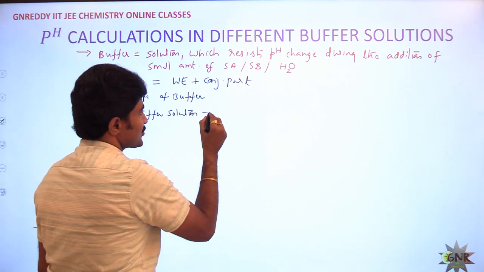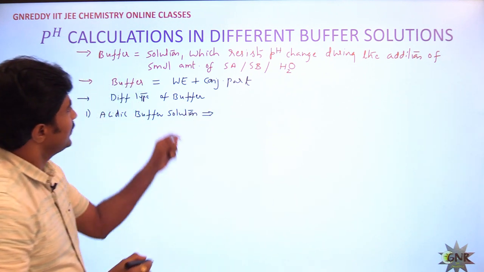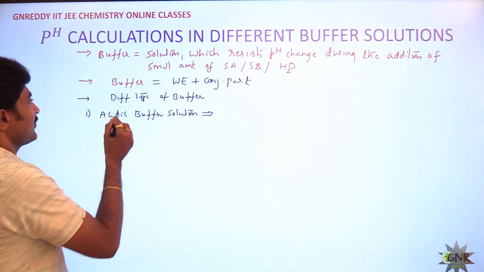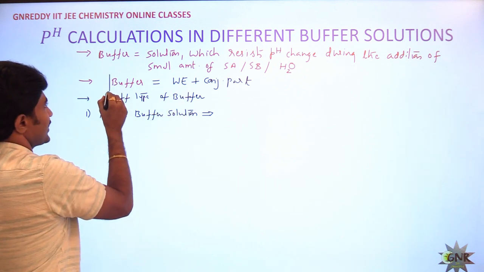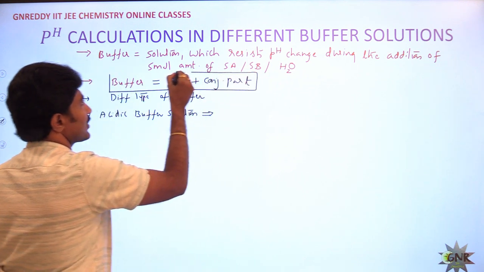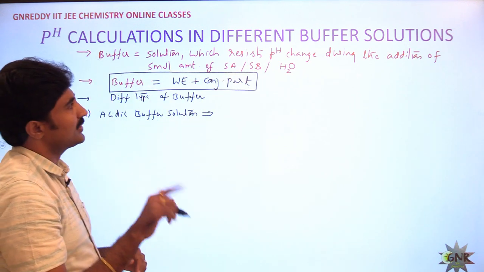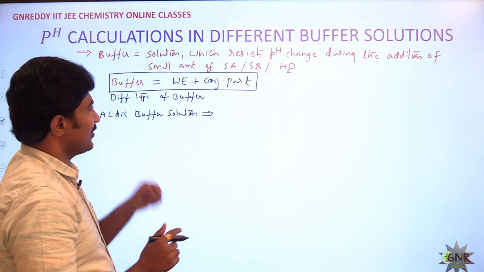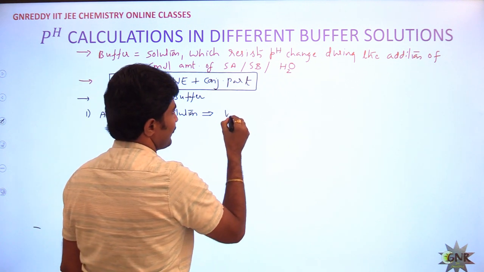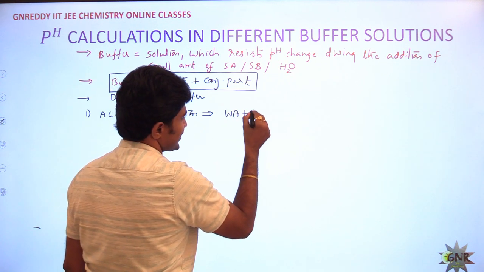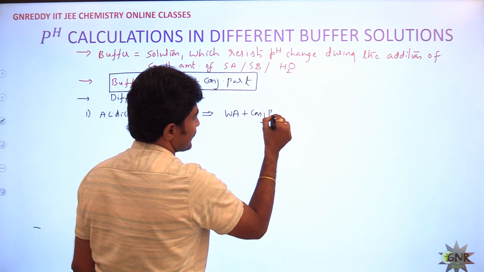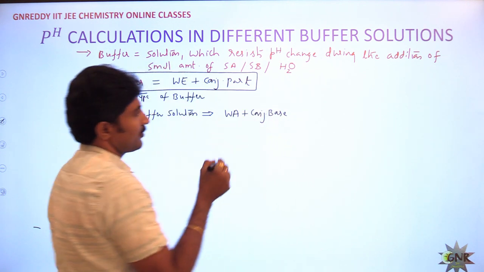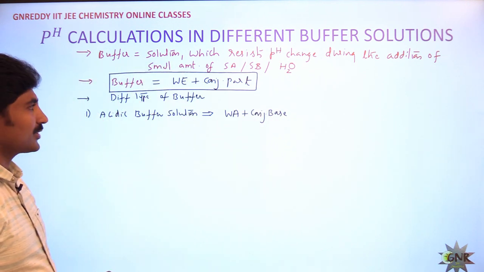How can these acidic buffer solutions be obtained? You know, buffer is a combination of weak electrolyte and its conjugate part, as I already mentioned. In acidic buffer solution, this is the weak acid plus its conjugate base. So that is the combination of acidic buffer solution.